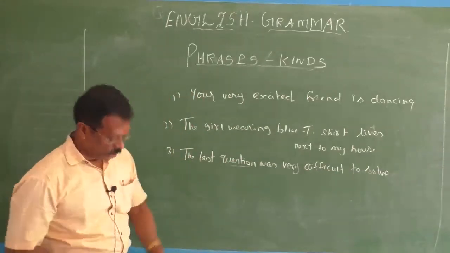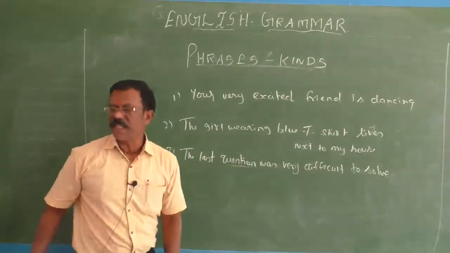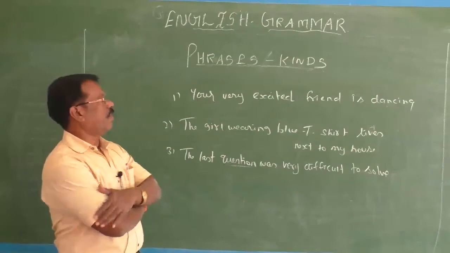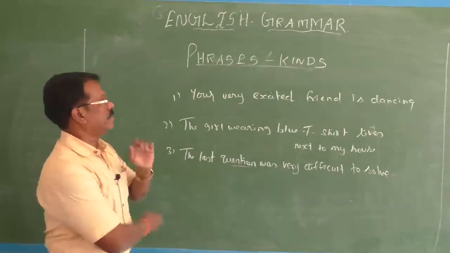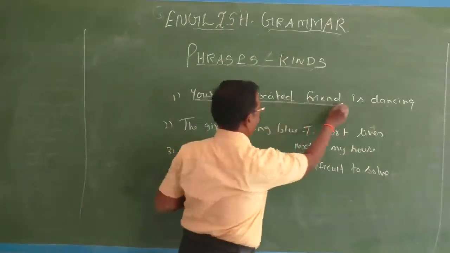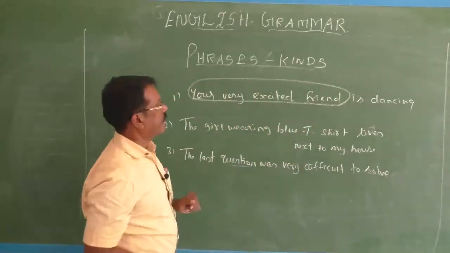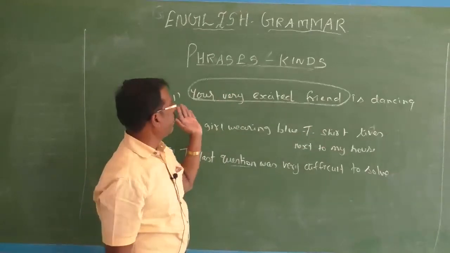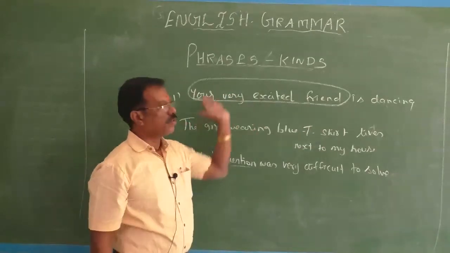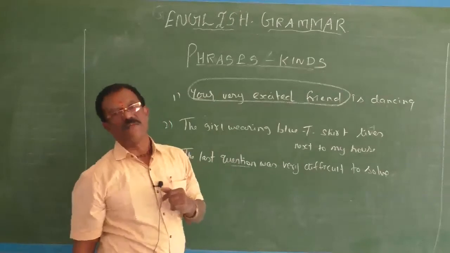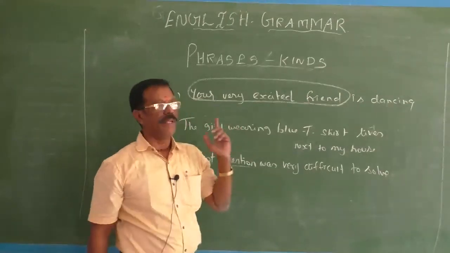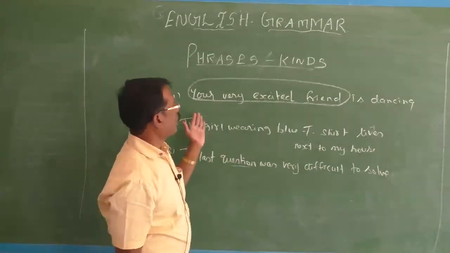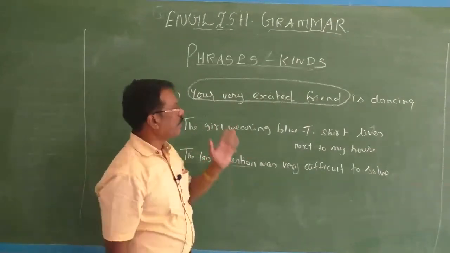See the first one. Can you locate where the adjective phrase is? What function does it perform here? Your very excited friend is dancing. Your very excited friend, up to this is an adjective phrase. Here friend is the head word, a noun, described by your very excited. So all these things together are called an adjective phrase. This adjective phrase comes in the beginning of a sentence. As I told you already, an adjective phrase may be used in the beginning of a sentence.